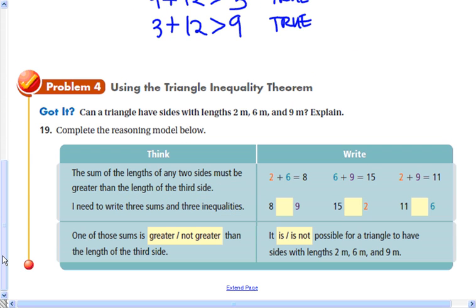All right, so you can try it here. 8 is less than 9. 15 is greater than 2. 11 is greater than 6. So one of the sums is not greater than the length of the third side. So it is not possible for a triangle to have side lengths 2, 6, and 9.